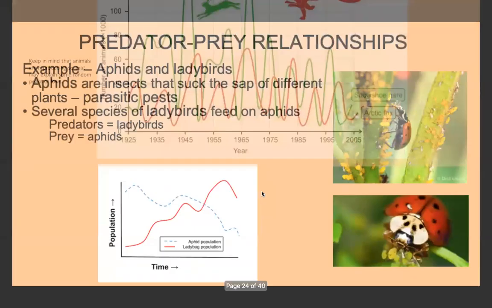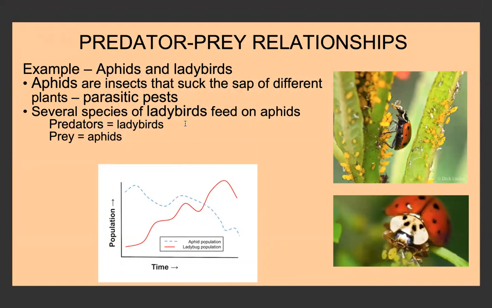If we look at aphids and ladybirds, for example, aphids are insects that suck the sap of different plants. They're parasitic pests, and they're fed on by ladybirds. So ladybirds are the predator, aphids are the prey.